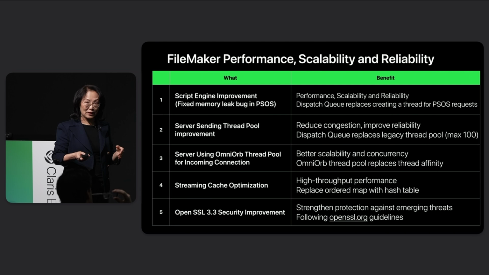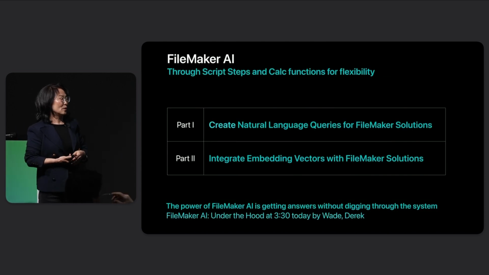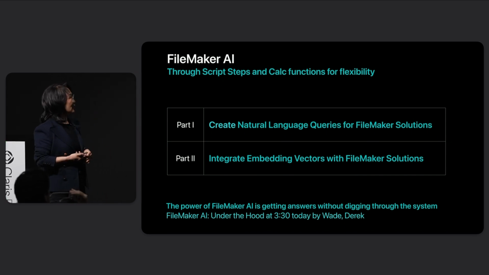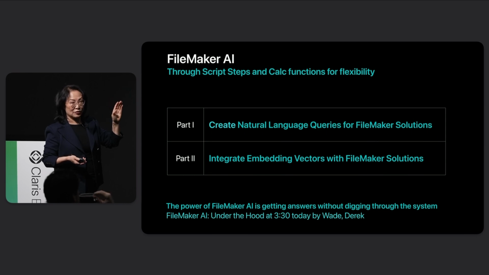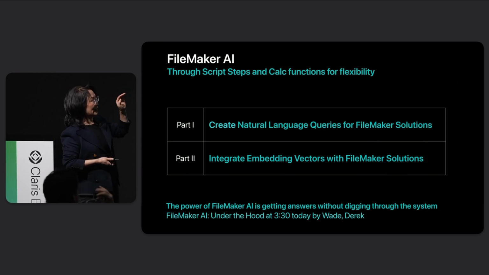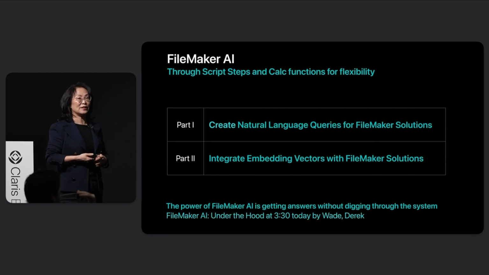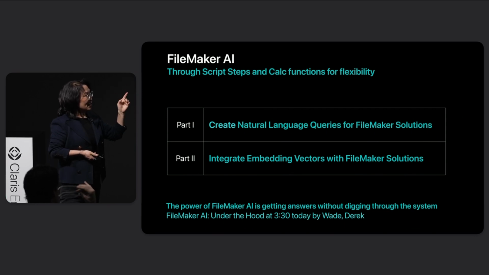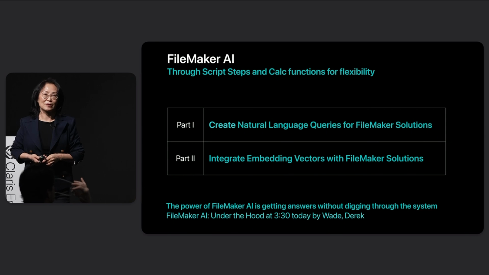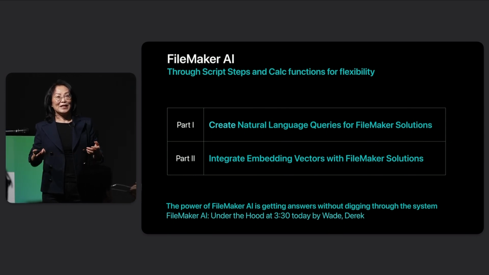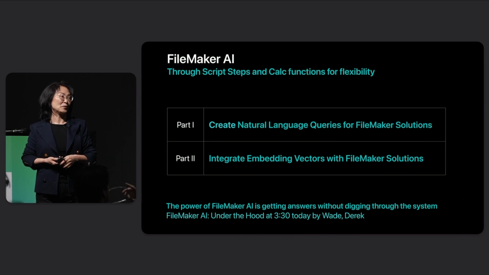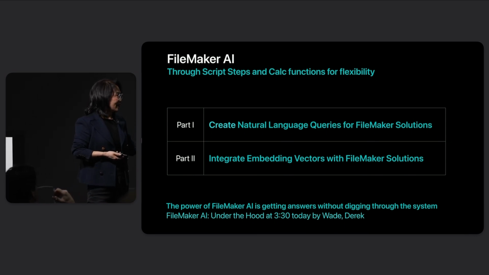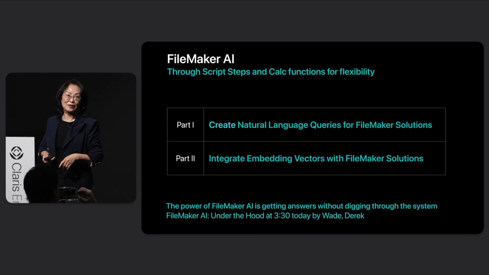Before that, let me give you an overview of AI, what we are doing for AI. This is going to prepare you for the next 2 sessions. All FileMaker AI features are done through script steps and calculation functions. We've done so many of them, we can categorize them into 2 parts. First, natural language queries for FileMaker solutions. Second, embedding vectors with FileMaker solutions. At 3:30 in this room, Wade and Derek will get into details for that.